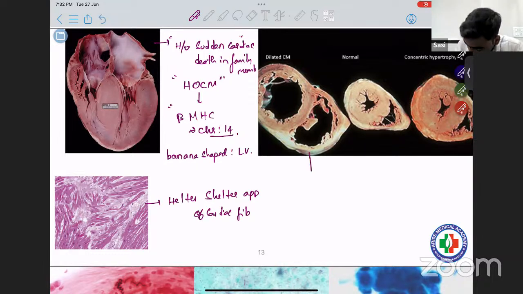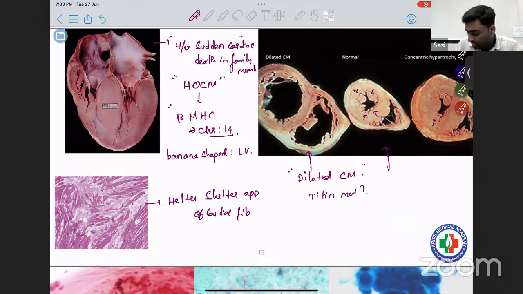Next one. This is how a normal heart looks, in which you can see this left ventricle being hypertrophied. Whereas if you see this one, this is a concentric hypertrophy. Whereas if you see this one, this is the dilated cardiomyopathy. We know if something is dilated, it will get tight. So it's because of the mutation in the titin gene. And we know this titin gene is the largest one.